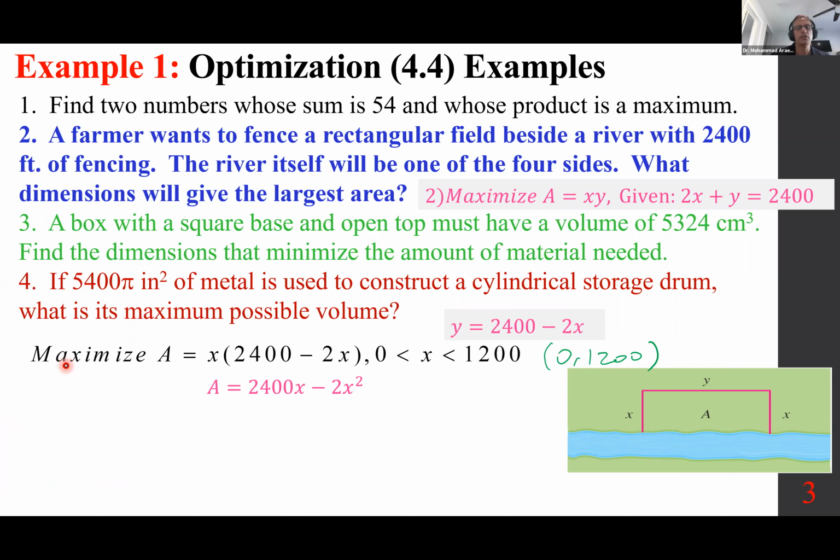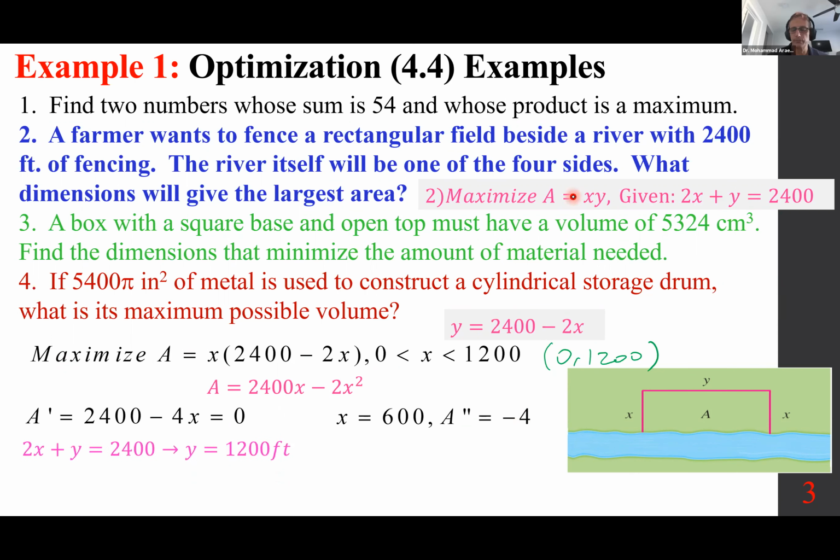We differentiate and set it equal to 0 to find the critical point or points. x becomes 600. The first or second derivative test is done. In this case, the second derivative is negative, which means concave down, and that means the maximum occurs in that vicinity. So if x equals 600 gives us the maximum, we can go back and find the y here and the area here. So this is how you tackle an optimization problem.